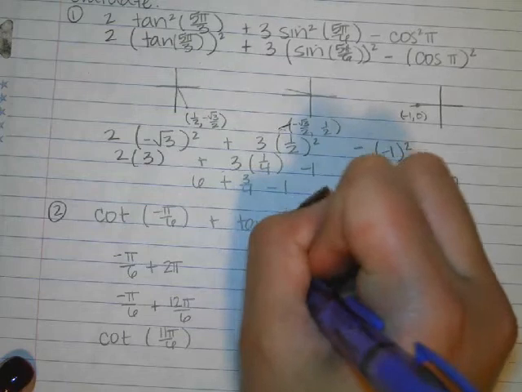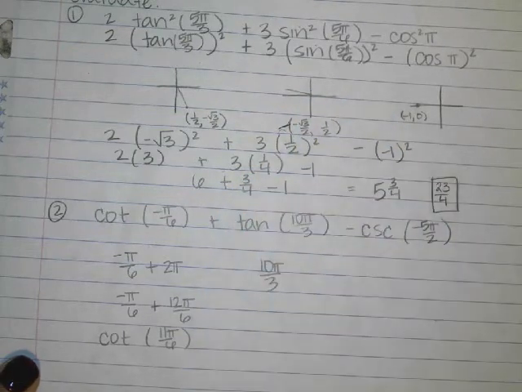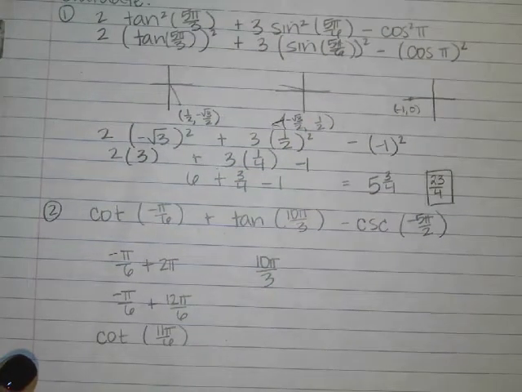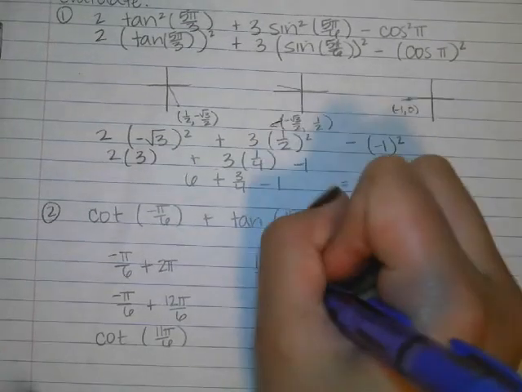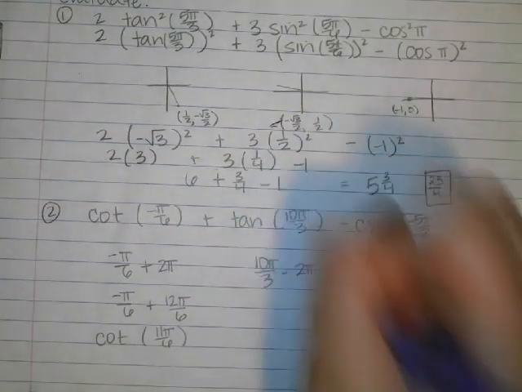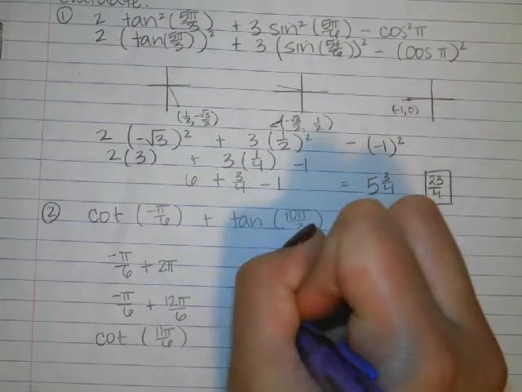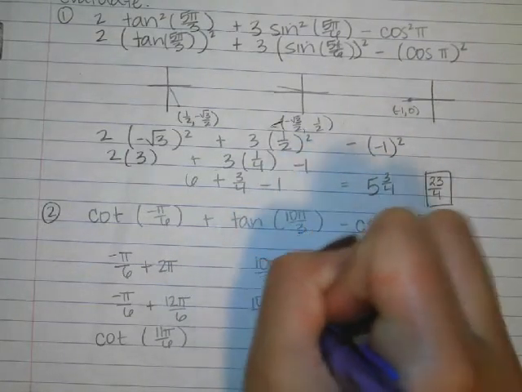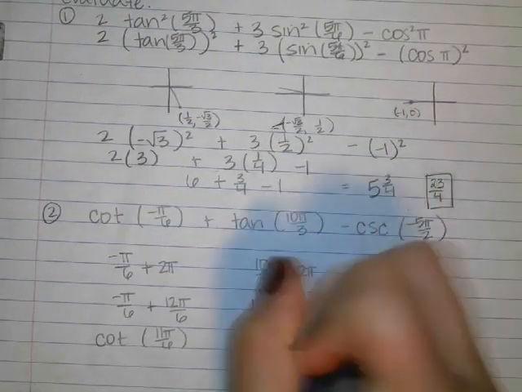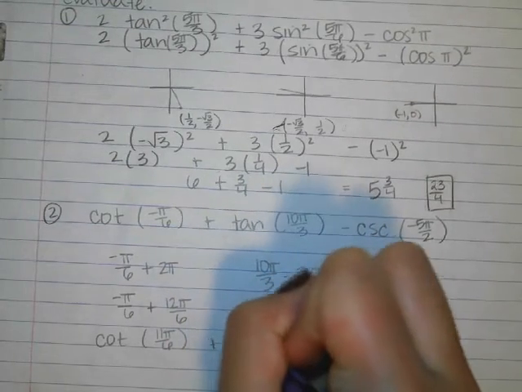10 pi over 3. 10 divided by 3 is bigger than 2, so that means that's bigger than a full circle. So I'm going to subtract 2 pi. So that means I've got 10 pi over 3 minus 6 pi over 3. So that is 4 pi over 3.